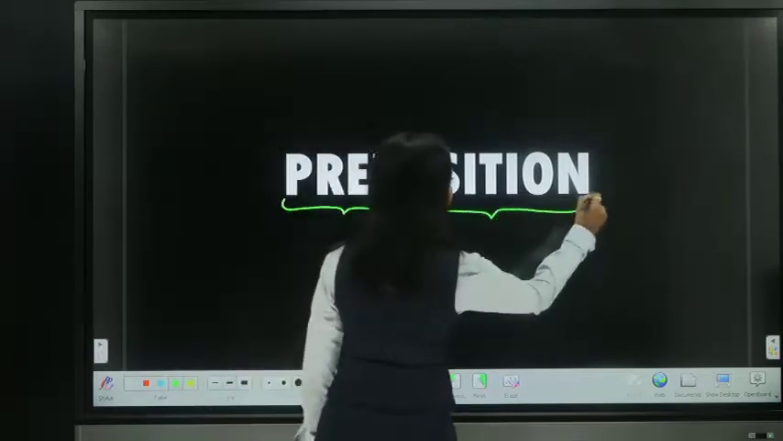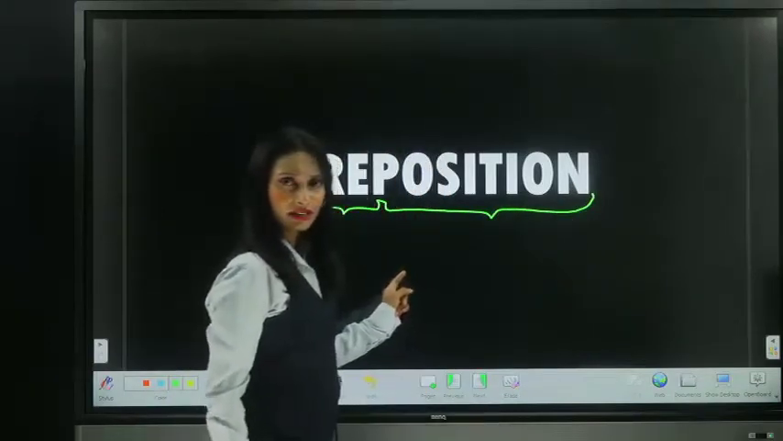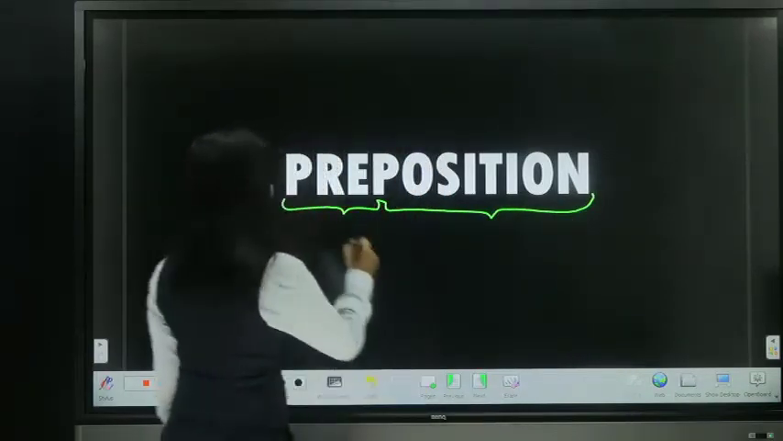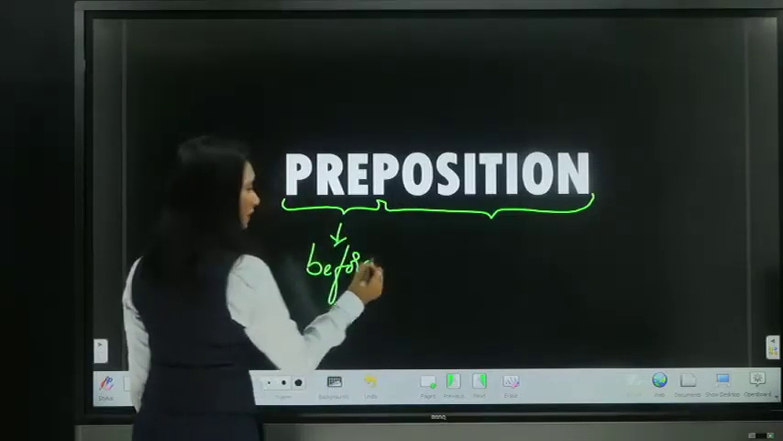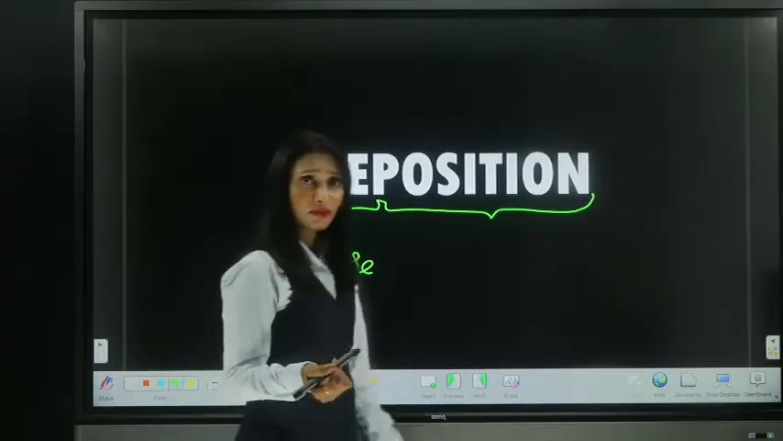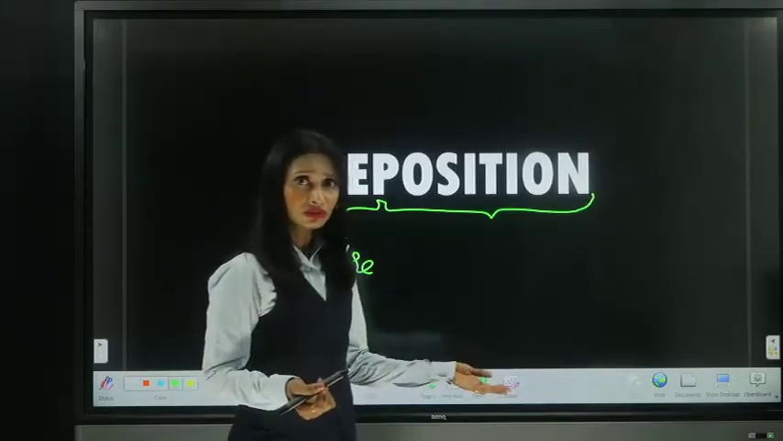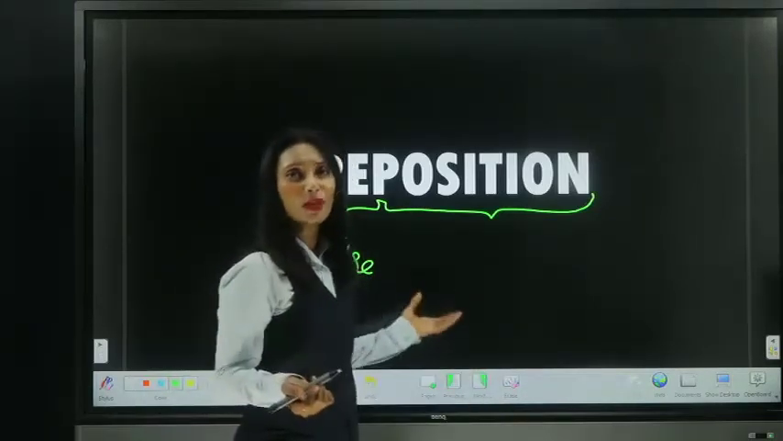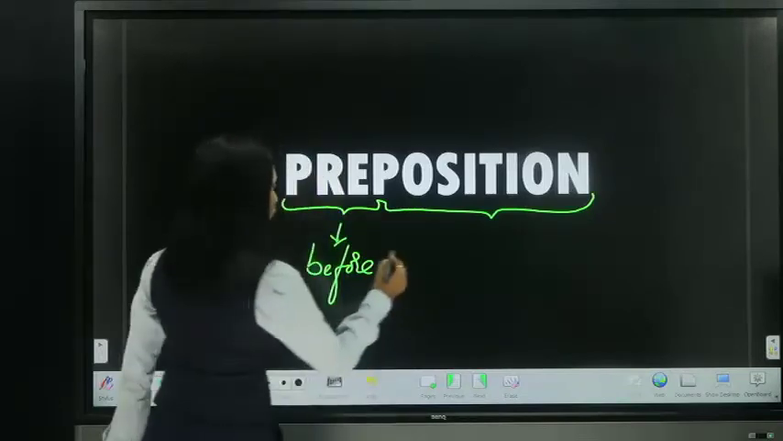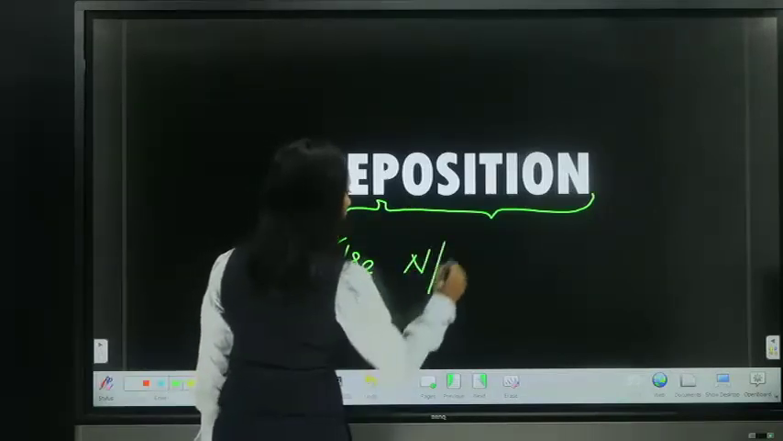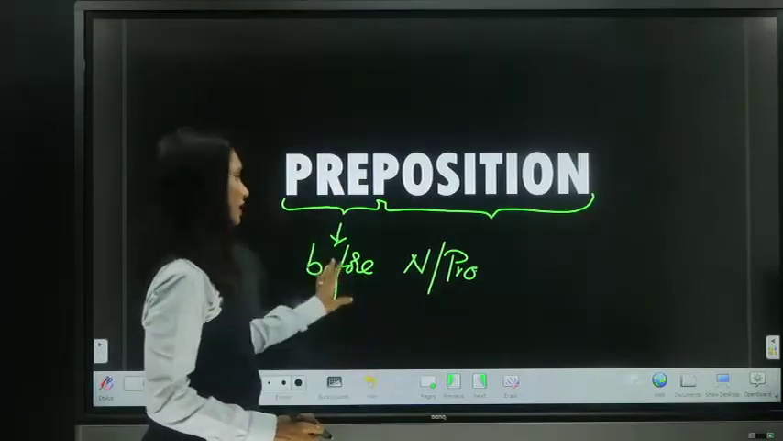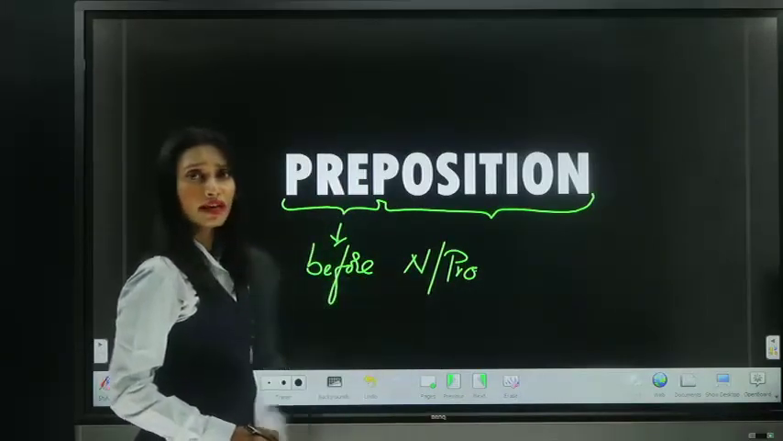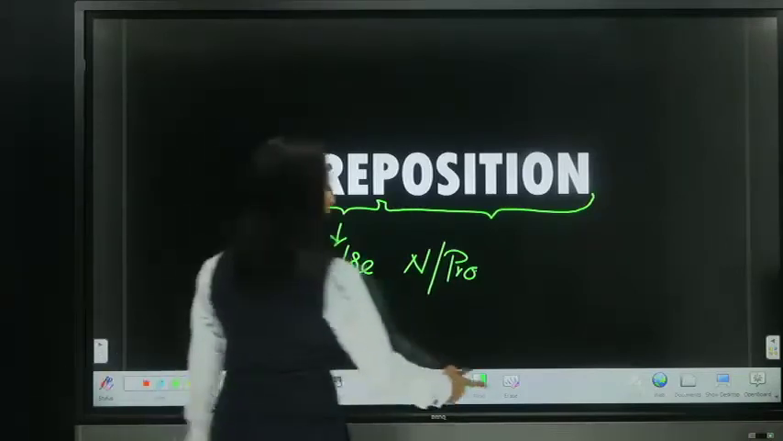Preposition. What is pre? What is position? Pre means before. Position. Whose position? Before me or you? Before whom we have to place this? A word which is placed before a noun or a pronoun. A word which is placed before a noun or a pronoun is called a preposition.